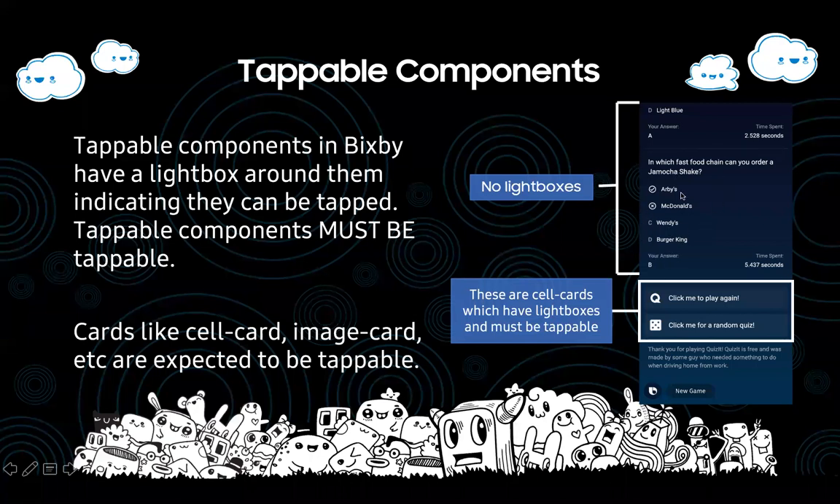And the latter is true too. If you make one of these components that don't have light boxes tappable, they either have to be very specific components that have that function, or we're going to fail it, right? Because if you can tap on this and it does something, that's going to be pretty confusing to the user.